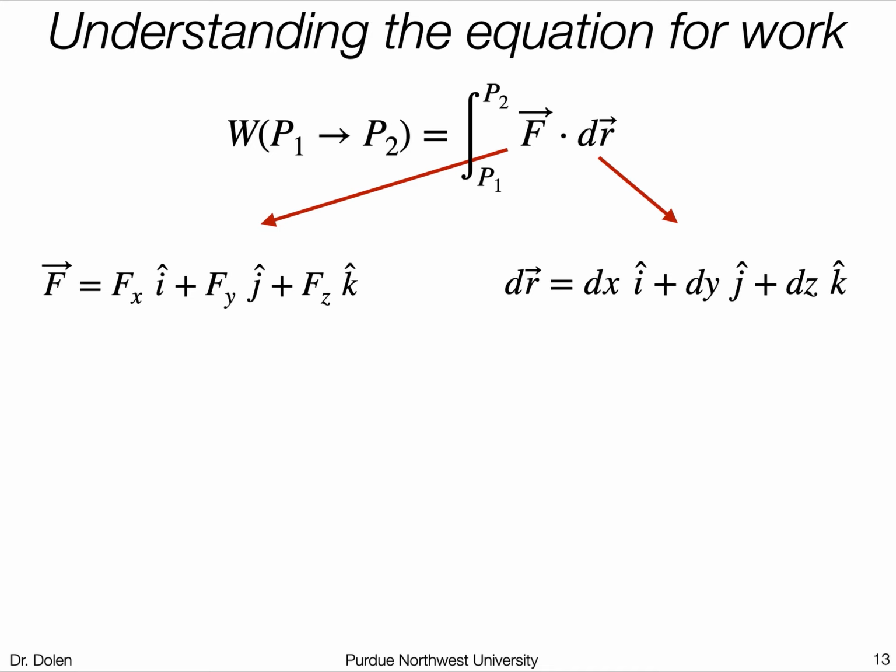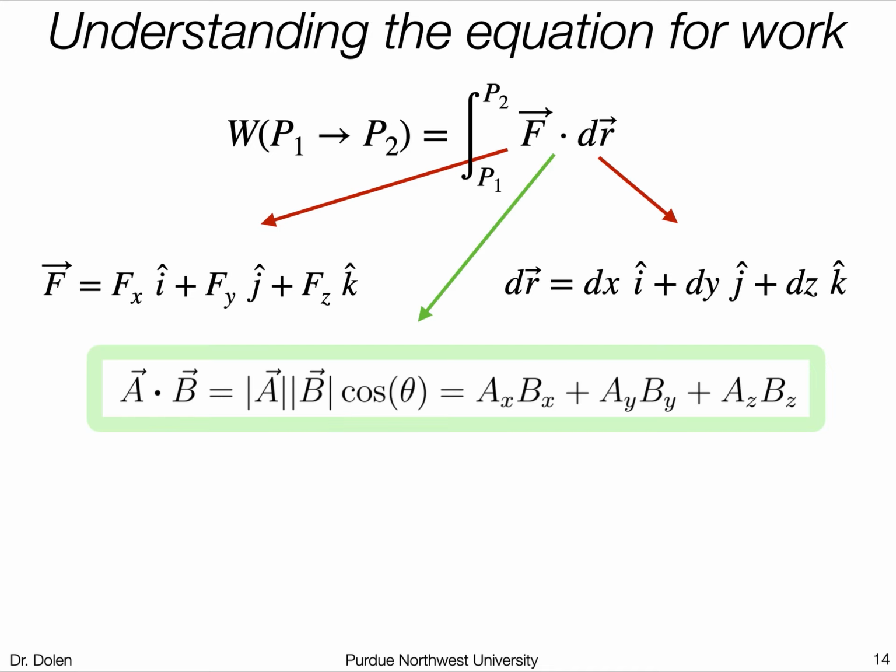Okay. What about the dot product? The dot product we have an equation for, we're familiar with. The dot product between two vectors is equal to the magnitude of A times the magnitude of B times the cosine of the angle between those two vectors. And it's also equal to the x component of A times the x component of B plus the y component of A times the y component of B plus the z component of A times the z component of B. We've seen that before from chapter 2.